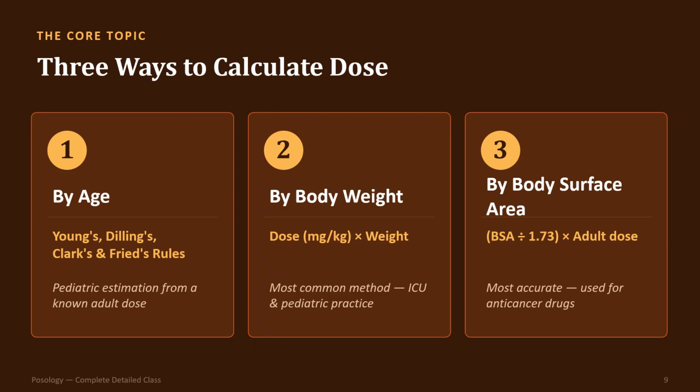Now we come to the core topic: the different ways to calculate the dose, or the different formulas. First is according to age. It includes Young's formula, Dilling's formula, Clark's formula, and pediatric rules. Second is calculation of dose by body weight. It is the most common method in ICU and pediatric patients. And body surface area is the third. It is the most accurate, used for anti-cancer drugs.